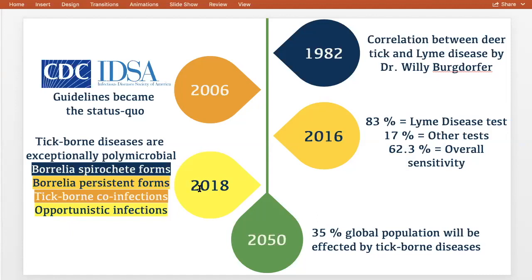In 2018, we were the first group to actually show different groups of bacteria that are associated with tick-borne disease patients, and how important it is for clinicians, for healthcare providers, and even the common public to understand that tick-borne disease is exceptionally polymicrobial in nature, or multiple microbial in nature. I put this chart over here because there is a good estimation that by 2050, 35% of the global population will be affected by tick-borne diseases. And taking these results into account, we need to do better for the patients.